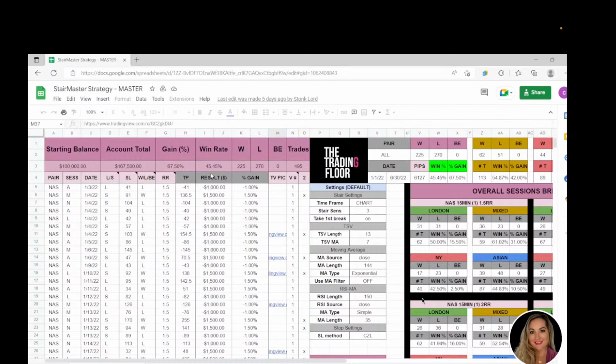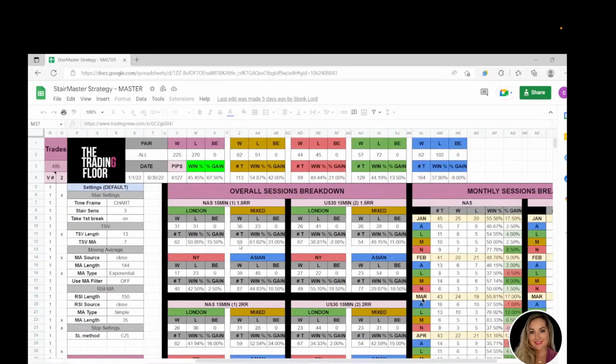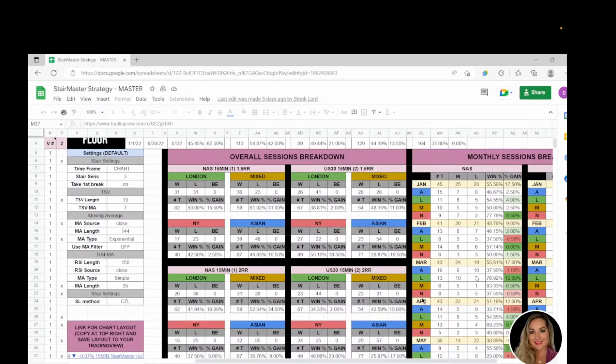I will get into that in a moment. This is actually quite higher if you are selective about your sessions, but just so you guys get an idea of the overall numbers that we were working with. You guys will also be able to look at all of this yourself. You'll have access to this sheet. We have NASDAQ here with 1.5 reward, and then we have NASDAQ with the 2 reward. We have US 30 with 1.5 reward and US 30 with 2 reward.